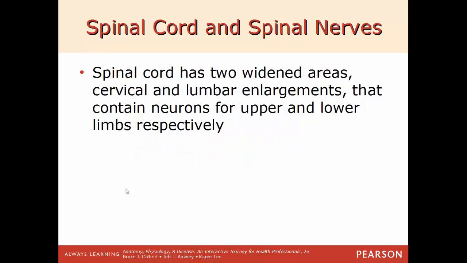Now, the spinal cord has two widened areas, at the cervical region and at the lumbar region. These contain neurons for the upper and lower limbs, respectively. That's why if you've ever had a lumbar puncture or a spinal tap, it is done at the lumbar region of the spinal cord, because it gets wider. So it's easier to draw the fluid from there, and whenever you're dealing with the spinal cord, the more room you have to work, the better.